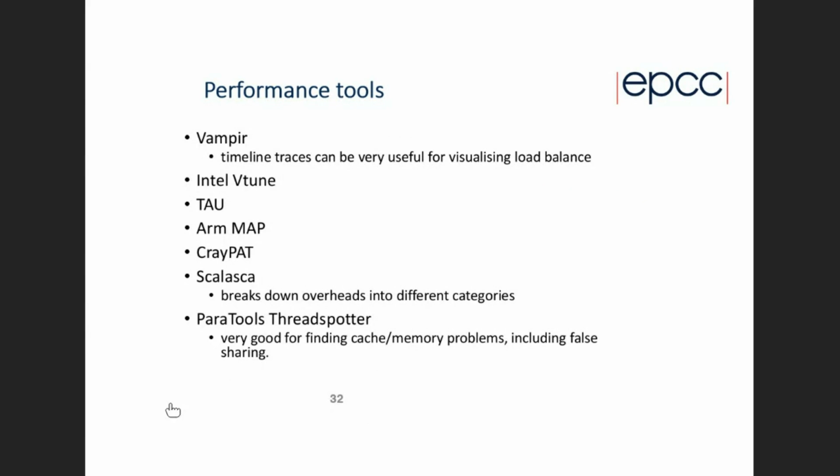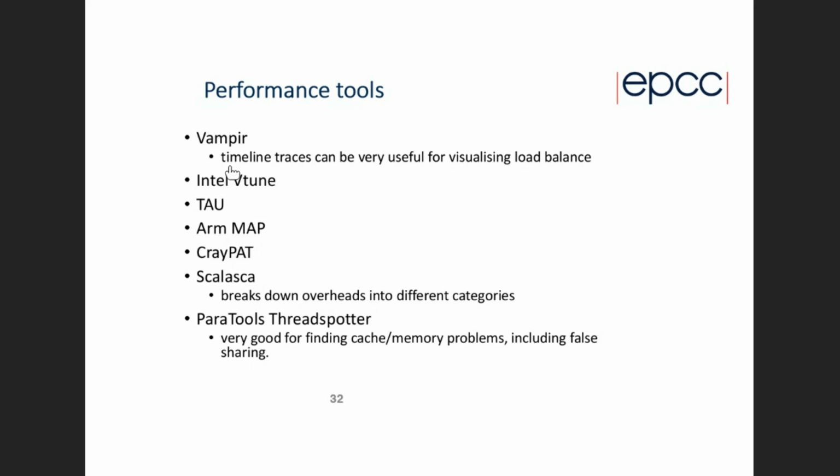There are various performance tools out there, so things like Vampir, VTune, TAU, MAP, CrayPat on Crays, and all have various different capabilities. Most of these have some sort of multi-threaded capability, and will try to tell you something about performance. Most of these are commercial, so it just depends on the system you're working on, whether somebody's forked out the money for a license or not. Allinea is quite an interesting one. It is free, and it does try to do this idea that I've gone through, breaking down the overheads into different categories.